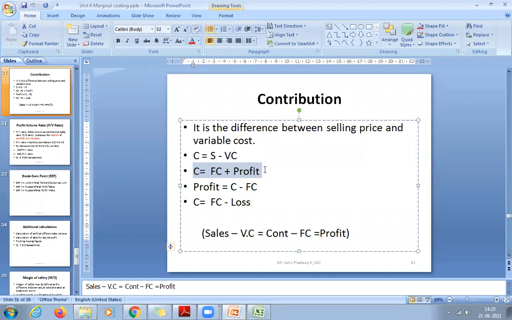Understood, students? Why I am using this formula? Yes or no? Please confirm.